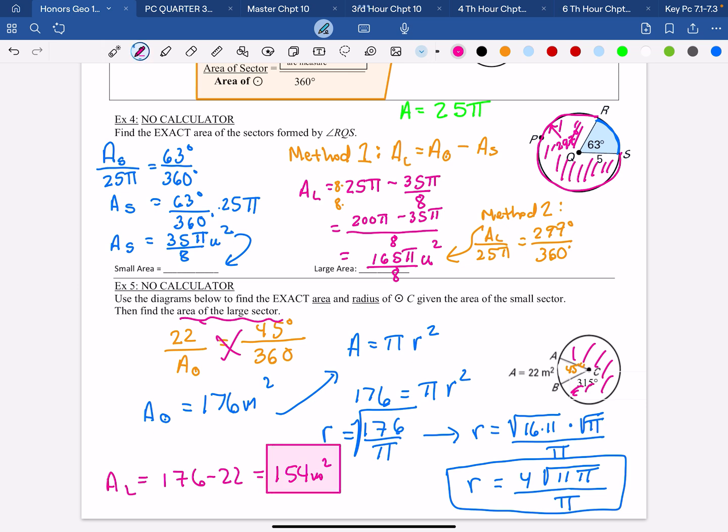So we have multiple things that we found here. We found the area to be 176. We found the radius, and we found the area of the large.